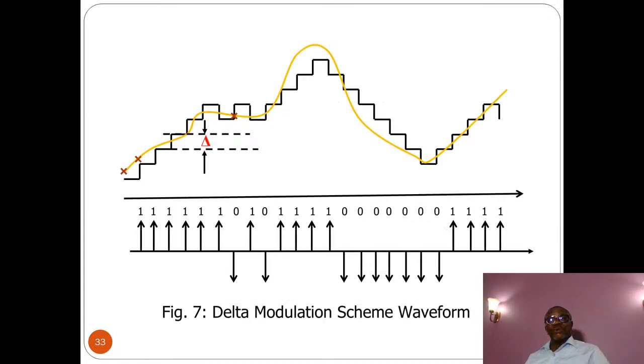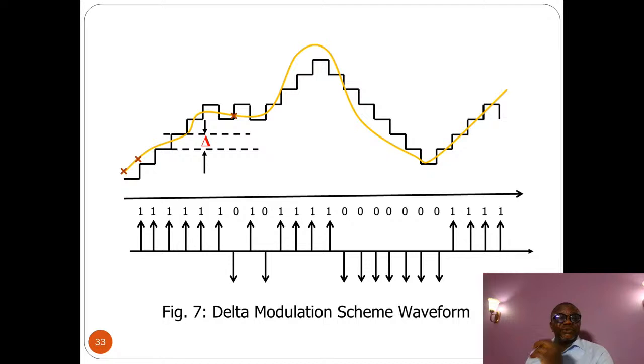Now, if you look at a typical signal denoted in yellow, what delta modulation does is it puts up a step around the signal. That step has a differential or height, delta. If you look to your left, you see the delta sign in red showing the step size. And what you are seeing is like a step.